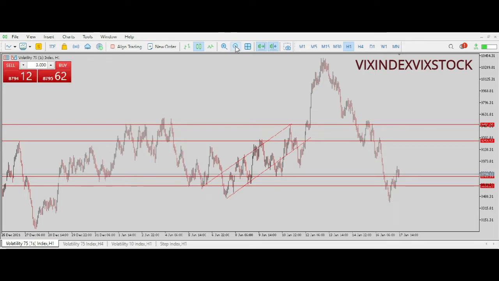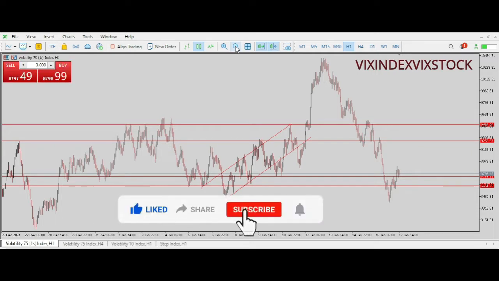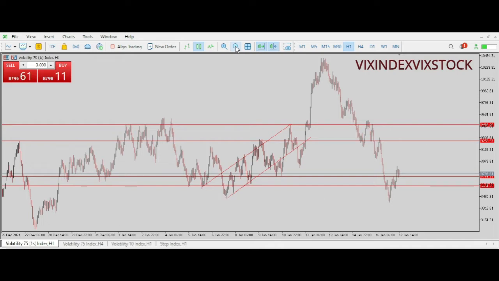Number 8, use the smallest lot size. Like in forex trading, check your lot size before placing any trade and only use the minimum lot size for that pair. This will help you last longer because these synthetic indices are very volatile, and if you just use big lots thinking you will make lots of money fast, you will blow your account.